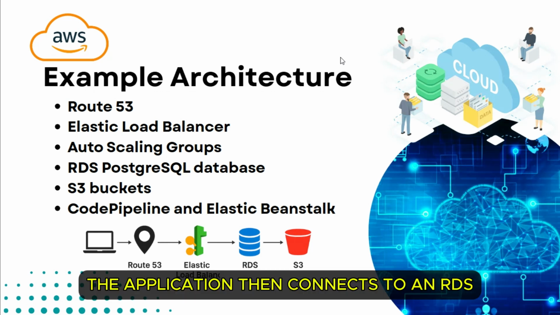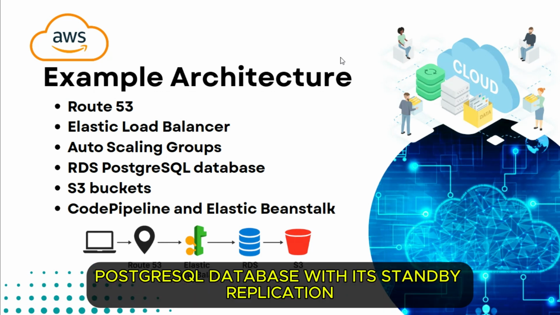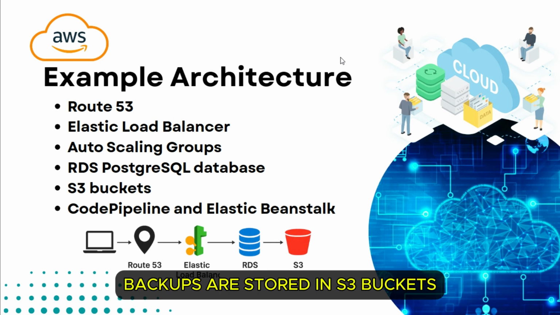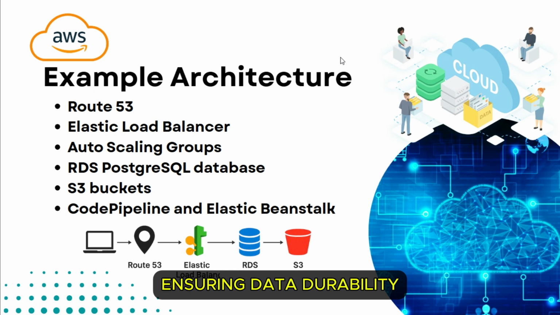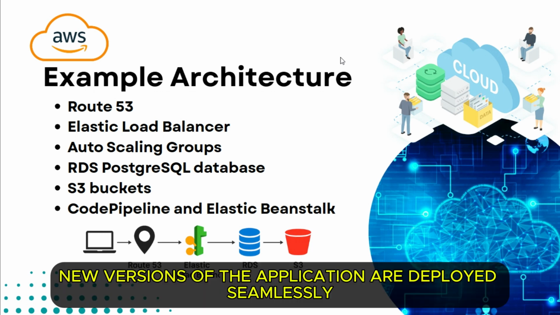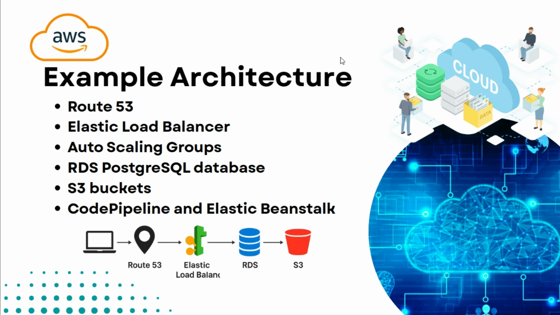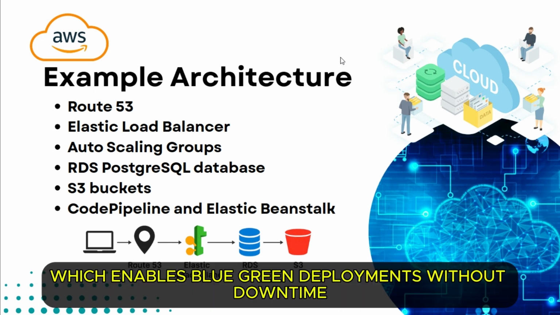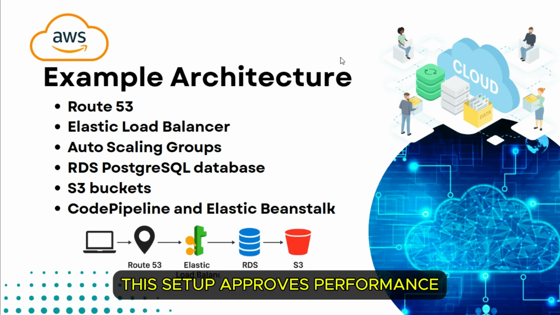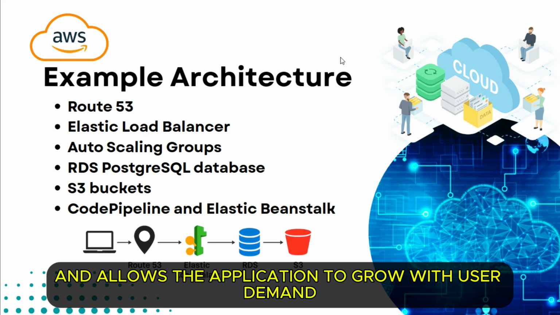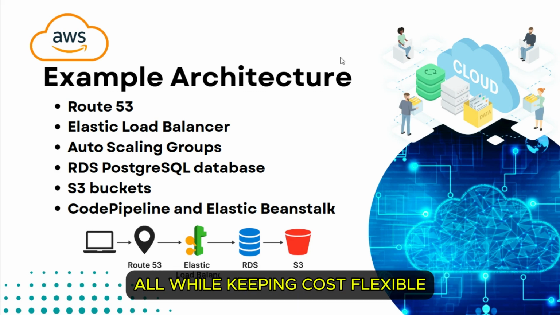The application then connects to an RDS PostgreSQL database with a standby replication in another availability zone for disaster recovery. Backups are stored in S3 buckets, ensuring data durability. New versions of the application are deployed seamlessly using CodePipeline and Elastic Beanstalk, which enables blue-green deployment without downtime. This setup improves performance, prevents downtime, and allows the application to grow with user demand, all while keeping costs flexible.